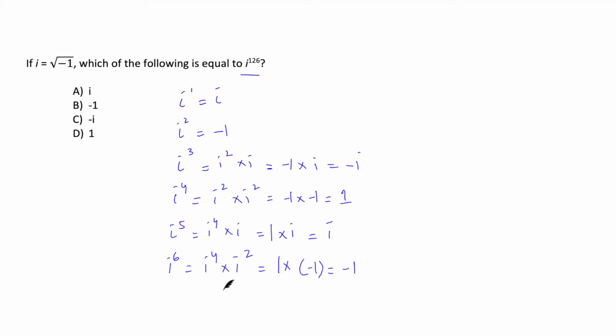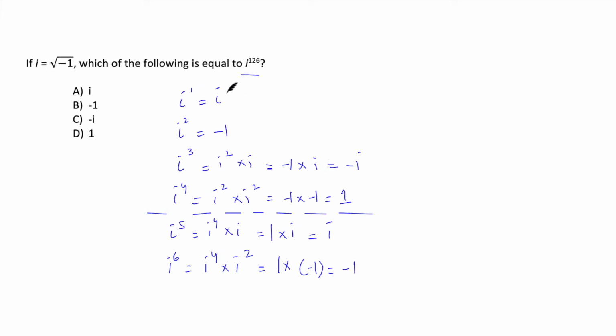i raised to power 4 is 1 into i will give us i. i raised to power 6 is basically i raised to power 4 into i squared. i raised to power 4 is 1 and i squared is minus 1. So 1 into minus 1 will give us minus 1. So we have 6 powers. We can identify a pattern. If you analyze, the pattern basically finishes after the 4th power, and then there is repetition after that. There is no repetition before the 4th power.